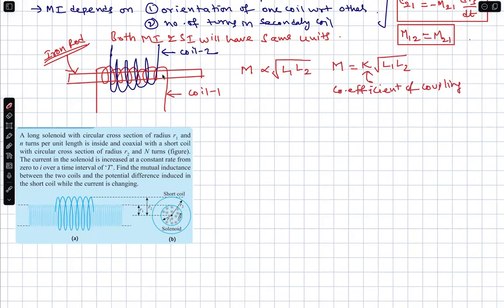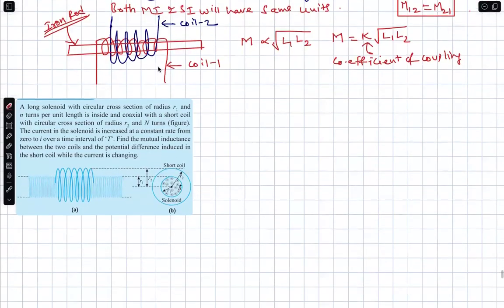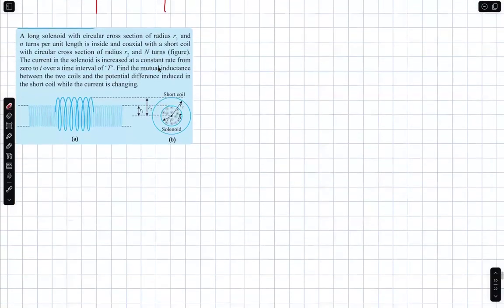This is called tight coupling, where there is no leakage of flux. In case of loose coupling, K will be less than 1. In case of tight coupling, K is equal to 1. I'll discuss this in much more depth at a later stage. Just for your information, mutual inductance also depends on their respective self-inductances. That is also one point that you need to know.